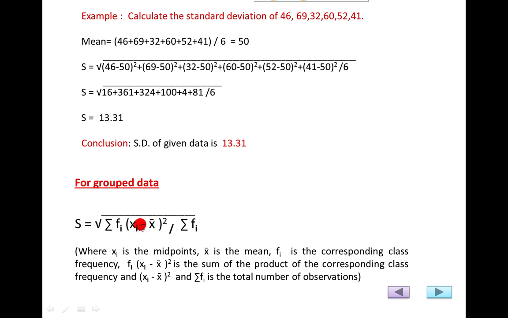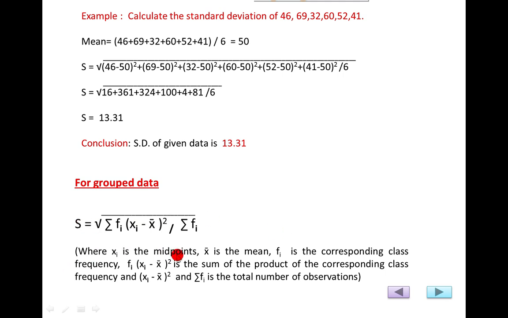But what is the difference between grouped and ungrouped data? In grouped data, xi is the midpoint. In ungrouped data, xi is the value. First we calculate the midpoint minus mean whole square, the difference of this and then square, then multiply by the corresponding frequency. Same as the mean, multiply by the corresponding frequency, and then calculate the sum of all values divided by the total number of observations. Same as ungrouped data, if you take the square of this term, you will obtain the variance.